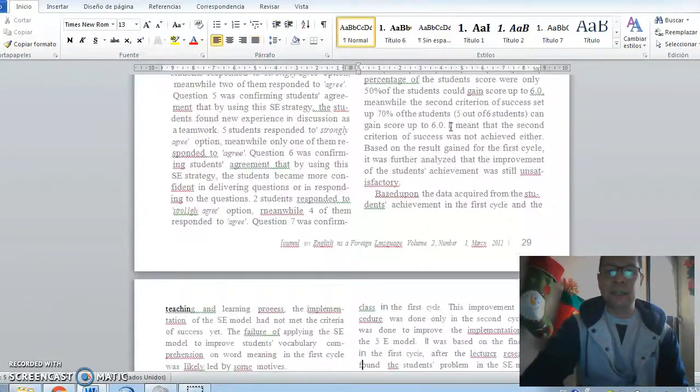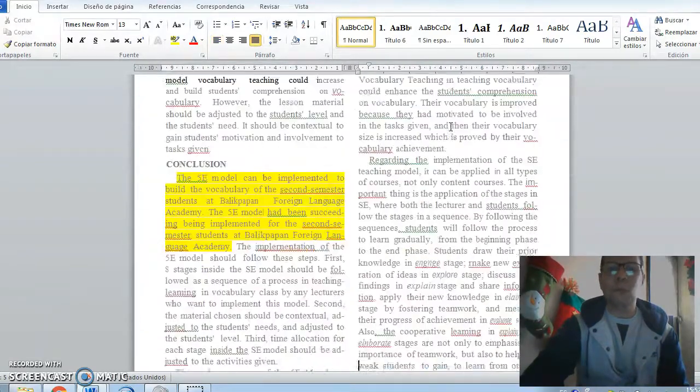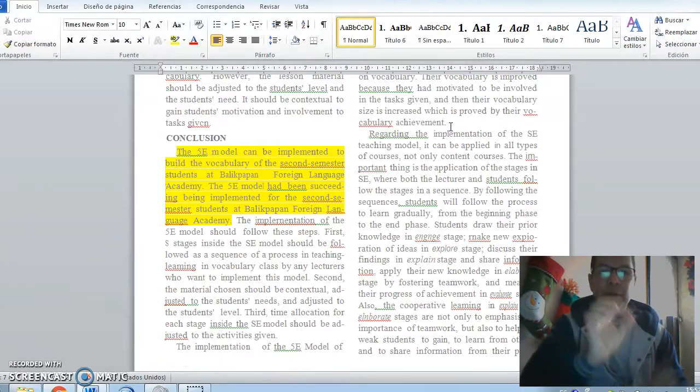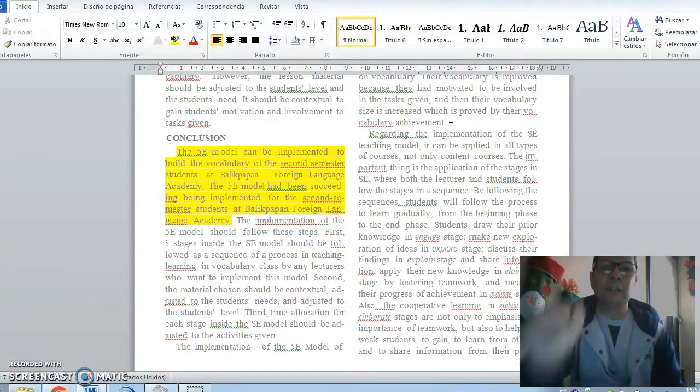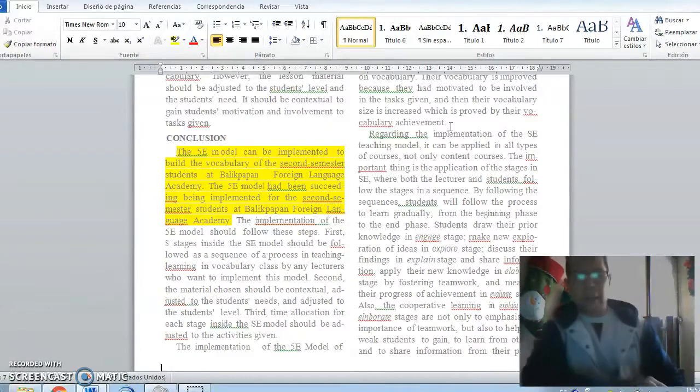As we can see it here at the end, and that way we can conclude with our analysis here. The 5E model can be implemented to build the vocabulary of second semester students at Balikpapan Foreign Language Academy. And the 5E model had been succeeding being implemented for the second semester students there at that academy.